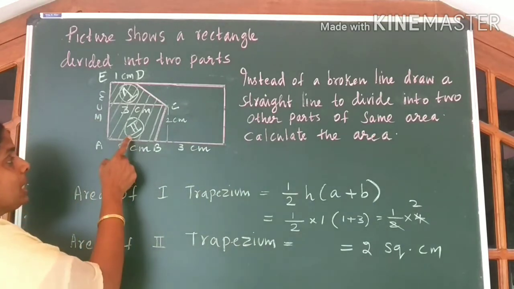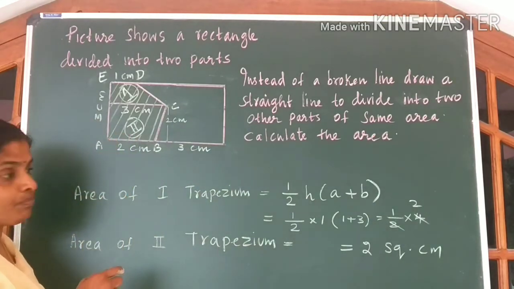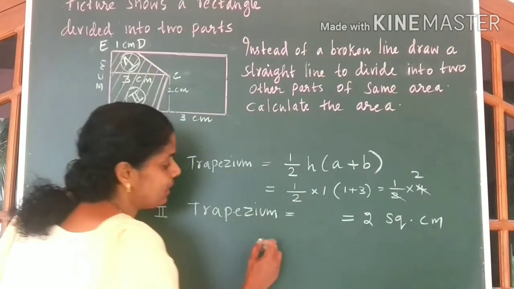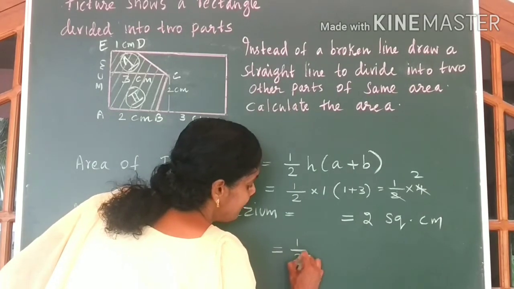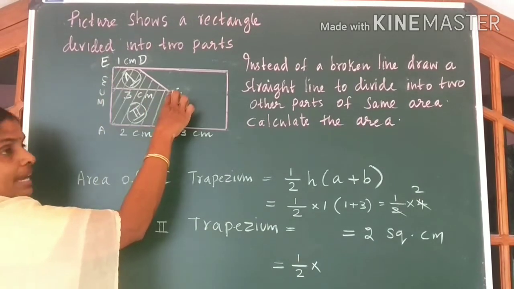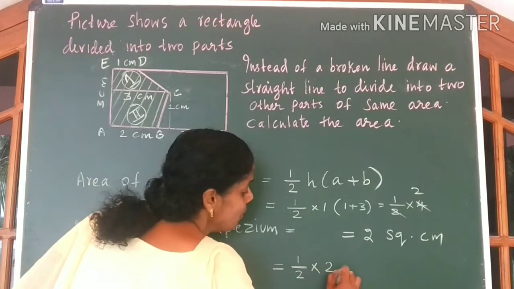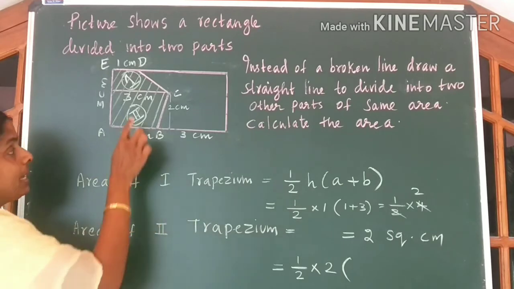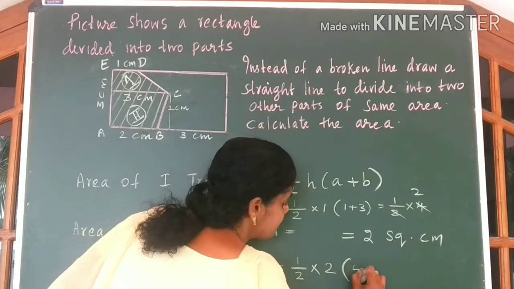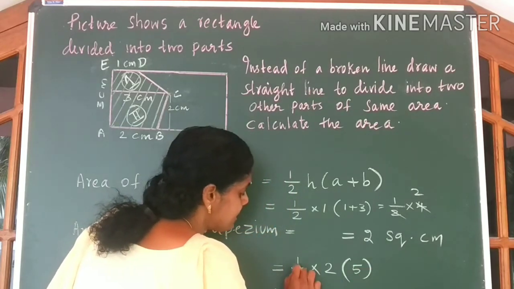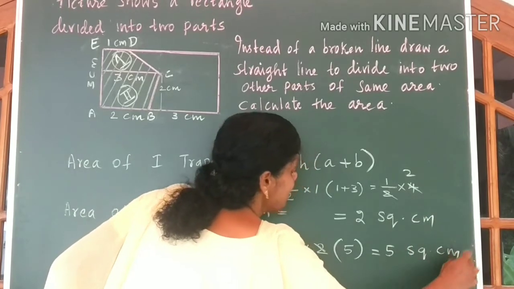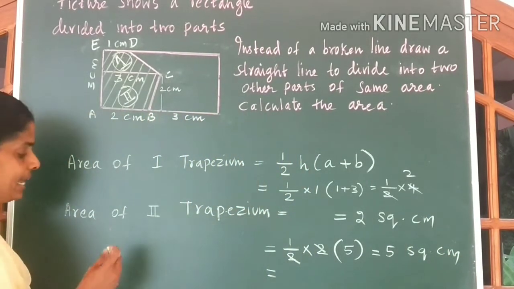Similarly, find the area of the second trapezium. Use the same formula. I will substitute the numbers alone. Area of the trapezium is equal to half into height. What is this height? This is given as 2. So half into 2 into (A plus B). A and B are 3 and 2. So 3 plus 2 gives you 5. So the 2 and 2 cancel. You get 5 square centimeter. From this, what did you understand?